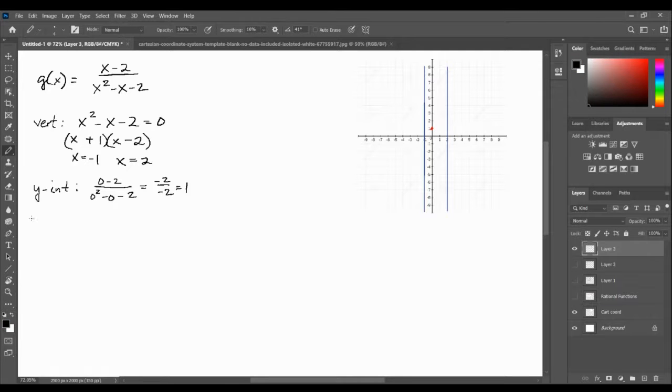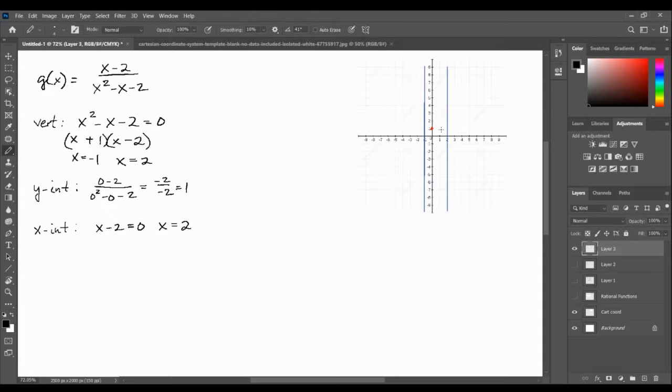Okay, let's find x-intercepts. And to do that, we just set our numerator equal to 0. So x equals 2 would be our x-intercept. Oh, but see, 2 is a vertical asymptote, so we've got a little bit of a disparity there. So the graph is going to cross at 2, except there isn't a graph there. So we'll see what that looks like here in a minute.